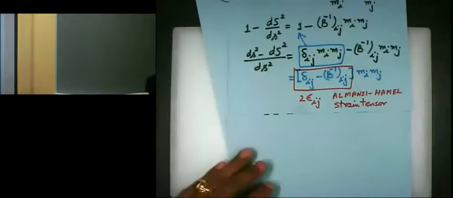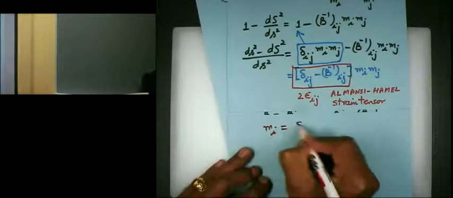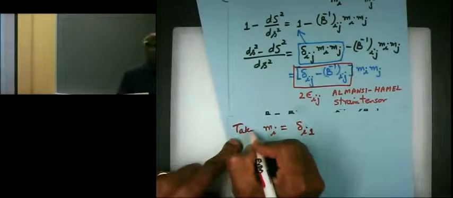So if I take mi equal to delta I1, what are the components of this unit vector m? 1, 0, 0. So it's a unit vector along one axis in the present configuration, in the deformed state.